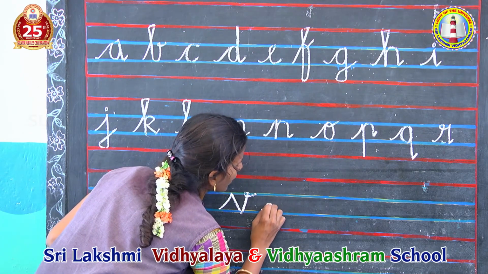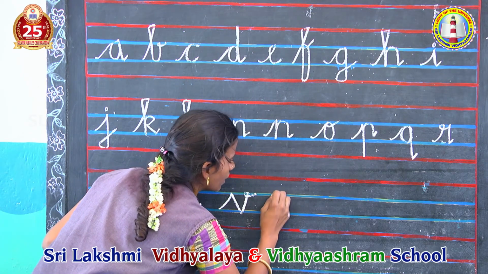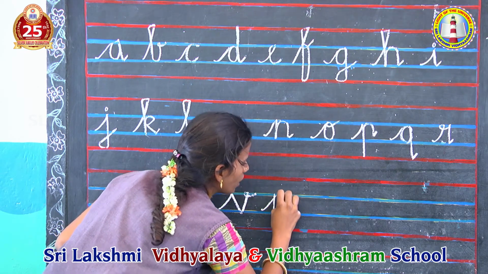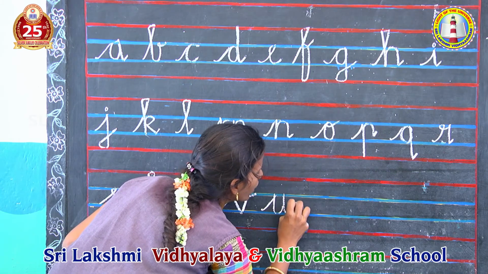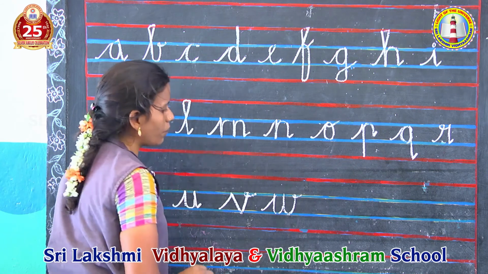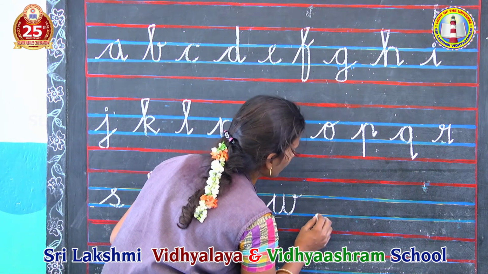Draw a stroke line to the middle of the line and then make a upward curve and then another one upward curve and then middle of a small curve. It's called W. Next we write the letter X.